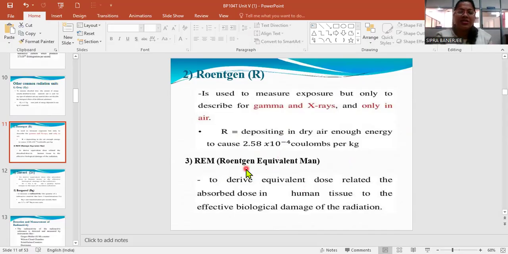Now REM, the Röntgen equivalent man, is used to derive the equivalent dose related to the absorbed dose in human tissues through the effective biological damage of the radiation. That can be calculated if there is any damage to the human tissues. That can be calculated through the REM.